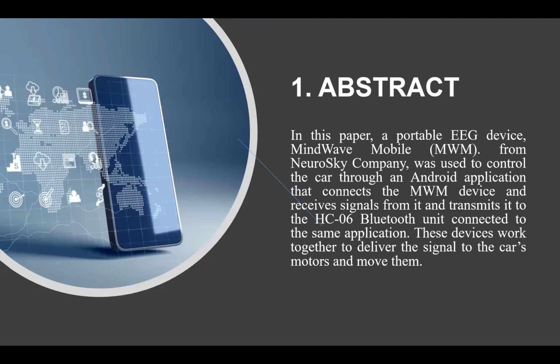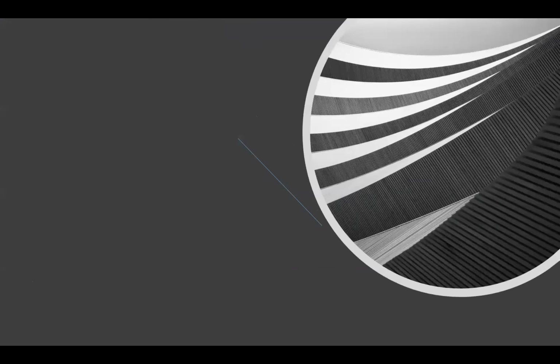Abstract. In this paper, a portable EEG device, Mindwave Mobile MWM, from the Neurosky company was used to control a car through an Android application. The application connects to the MWM device, receives the signal from it, and transmits it to the HC06 Bluetooth unit connected to the same application. These devices work together to deliver the signal to the car's motors and move them.